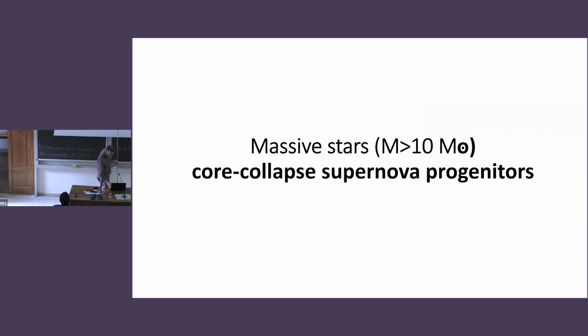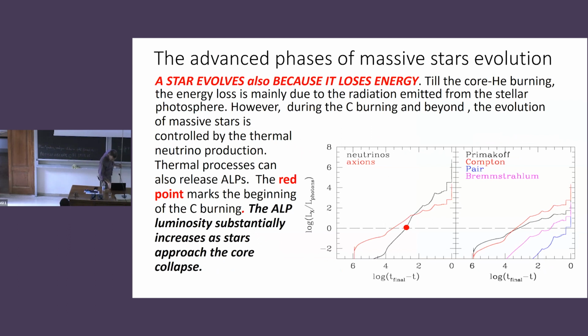Okay, so let me change the kind of stars and go to massive stars. Stars with mass larger than 10 solar masses are the progenitors of core collapse supernovae. And why are these stars interesting? Well, because during the advanced phase of their evolution, they develop quite large temperature and density, from the carbon burning onward. And in that case, the production of axions becomes an important source of cooling.